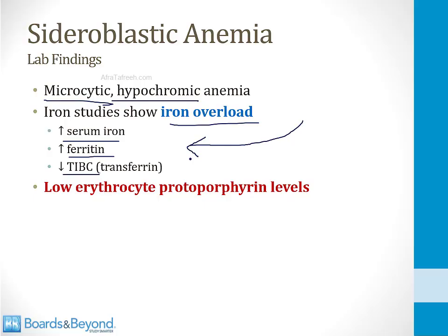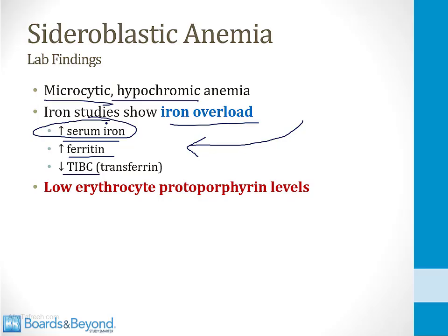And this is in total contrast to what you would see in iron deficiency. In iron deficiency, the iron level would be low. It's also in contrast to what you would see in anemia of chronic disease. The iron level would not be high in anemia of chronic disease. This is also different than what you would see in lead poisoning. We talked about before how lead poisoning has normal or low iron levels.